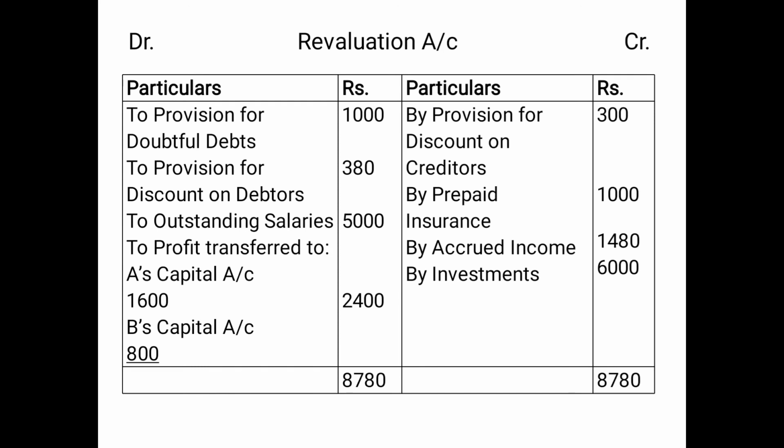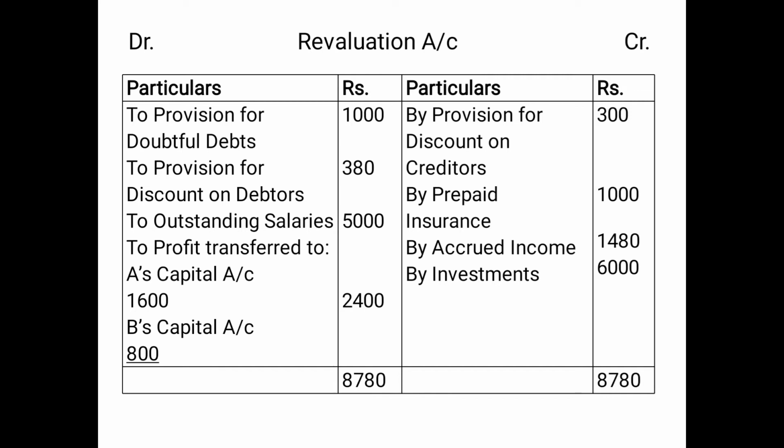So let us see the revaluation account. On the credit side, you have shown the decrease in liability and increase in asset, that is by provision for discount on creditors 300, by prepaid insurance 1,000, by accrued income 1,480 and by investment 6,000, that we have already discussed while explaining the question. On the debit side, you have shown increase in liabilities and decrease in asset, that is to provision for doubtful debts 1,000, that is 5% of 20,000 debtors. Then to provision for discount on debtors 380, that is 2% of 19,000.